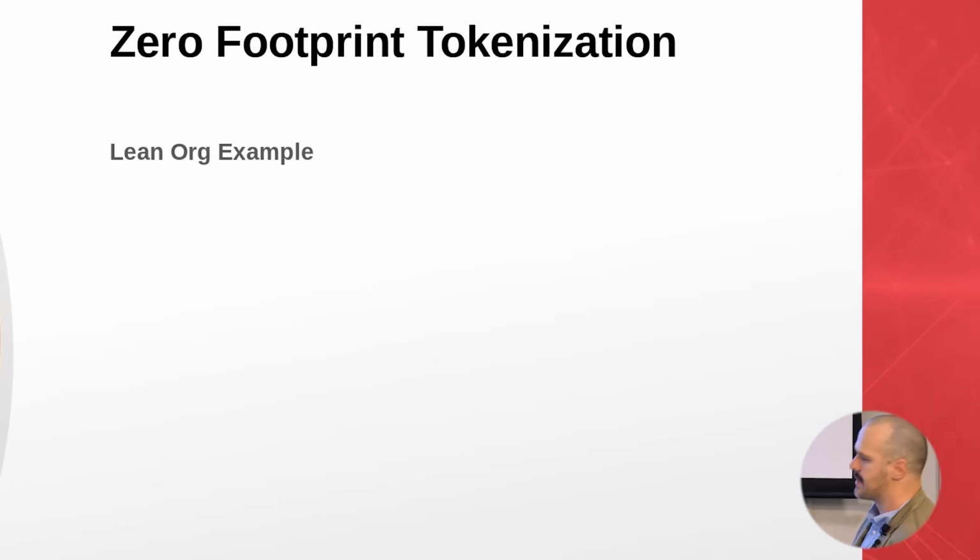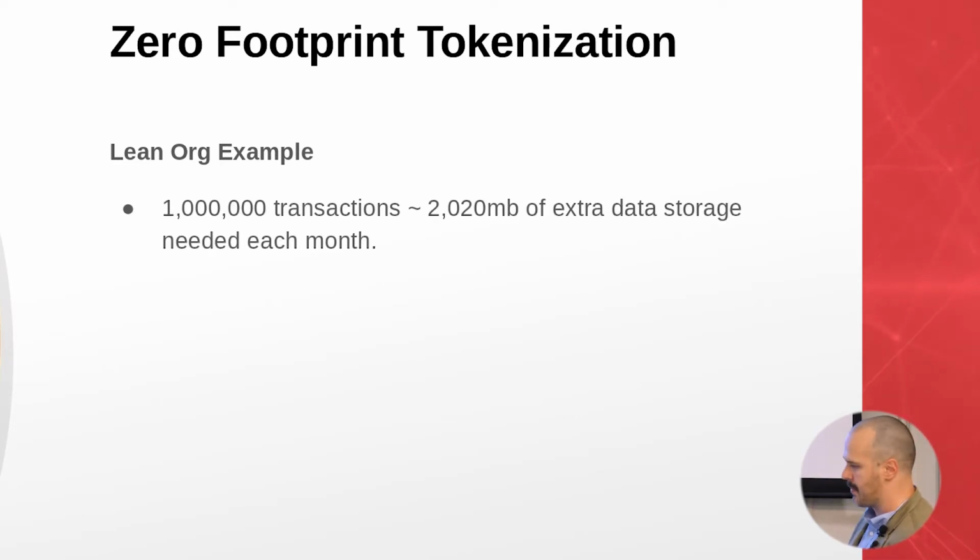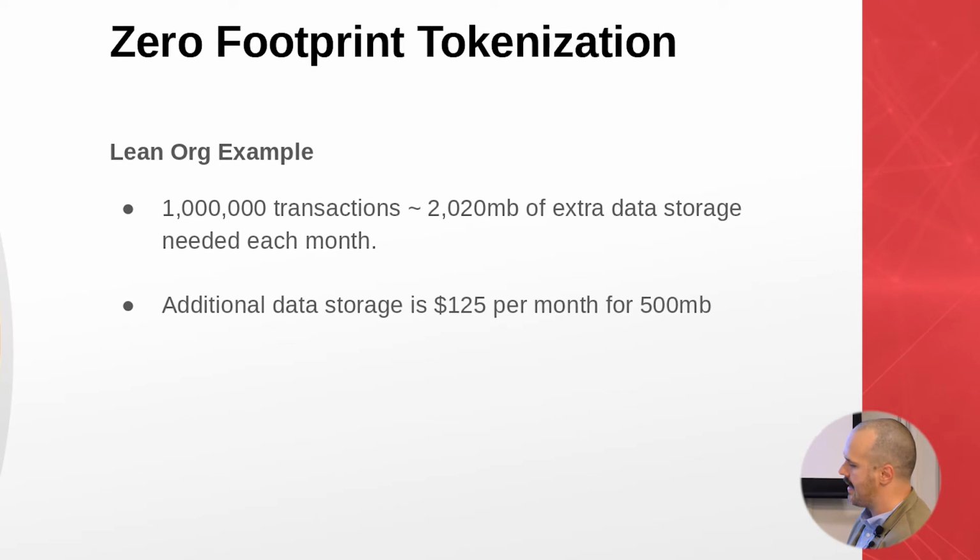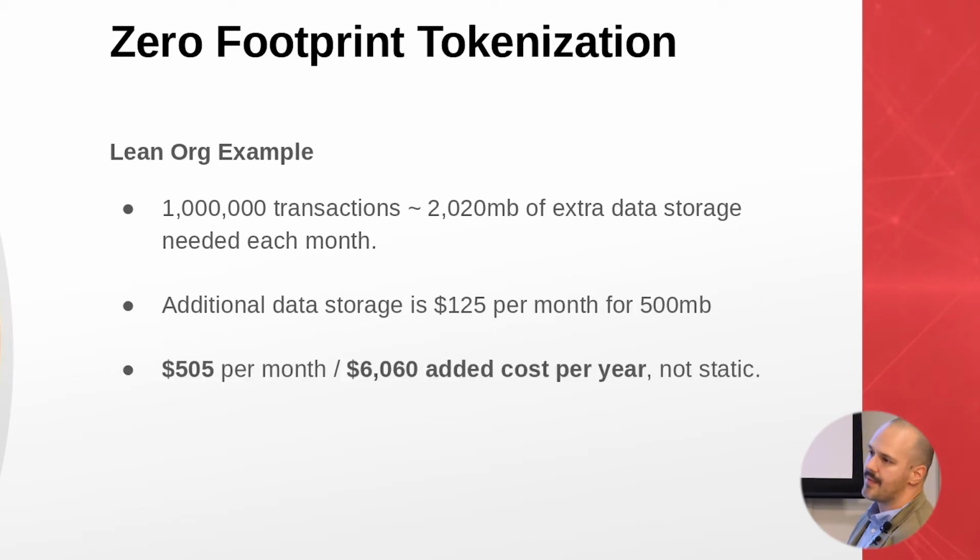So when I look at these numbers, I think another way to interpret this is that data is money, so don't waste it. Let's say, as an example, the configuration of an org is very lean, resulting in the lowest possible records created per transaction. If we're imagining a very lean org like this, let's say they're doing 1 million transactions per month. That's 2,000 megabytes of extra data storage needed every month. And at $125 for 500 megabytes each month, you're looking at $500 extra every month, or $6,000 added every year.